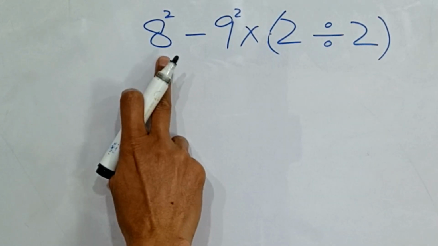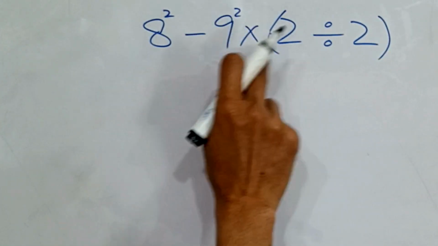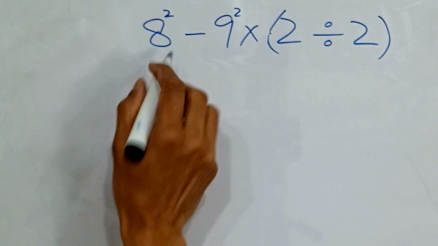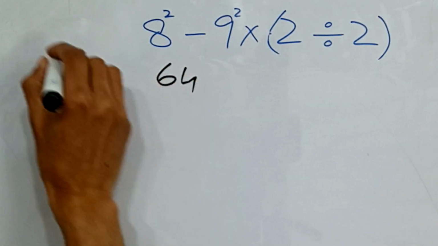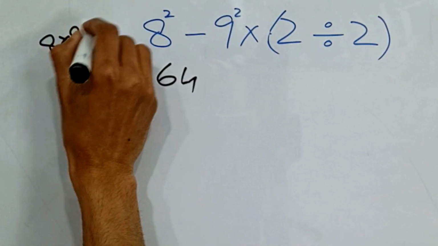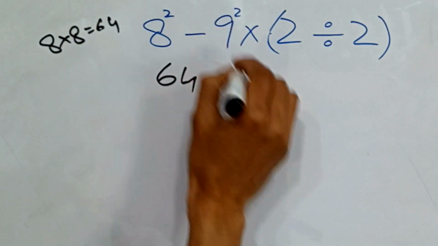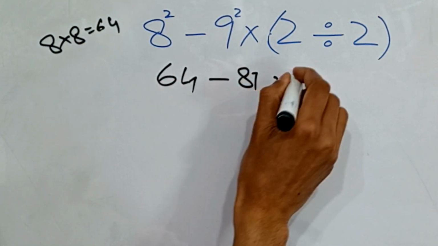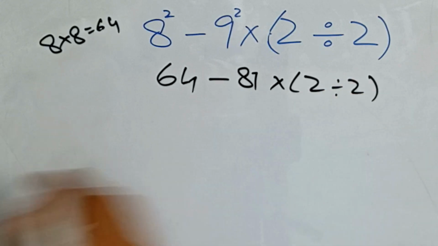This is a very interesting question. Can you solve 8 squared minus 9 squared times 2 divided by 2? 8 squared means 64, right? 8 times 8 equals 64, right? So minus 9 squared means 81 times 2 divided by 2.